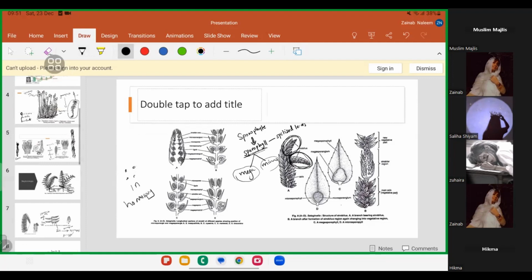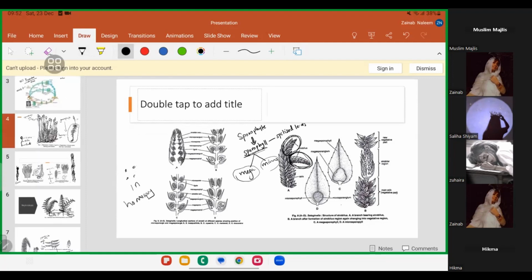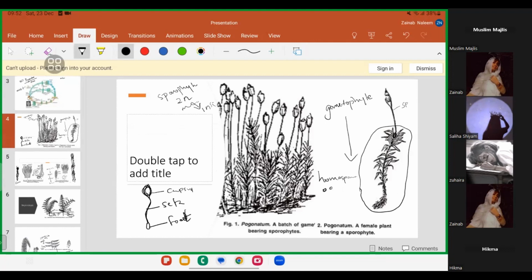Like in the Pogonatum also, the dominant one is the gametophyte, and they fuse and the embryo goes into the sporophyte. In the sporophyte, you have the capsule. In the capsule, the spores are produced.